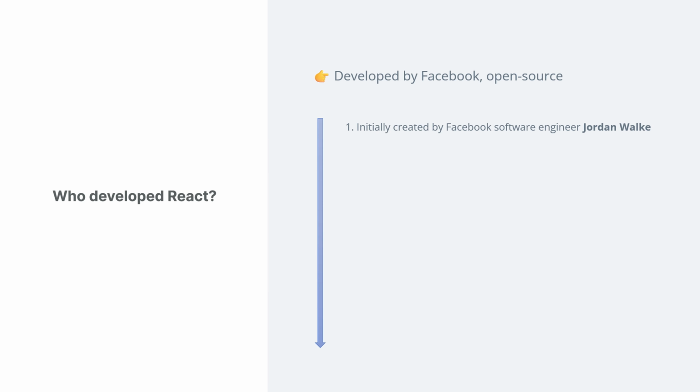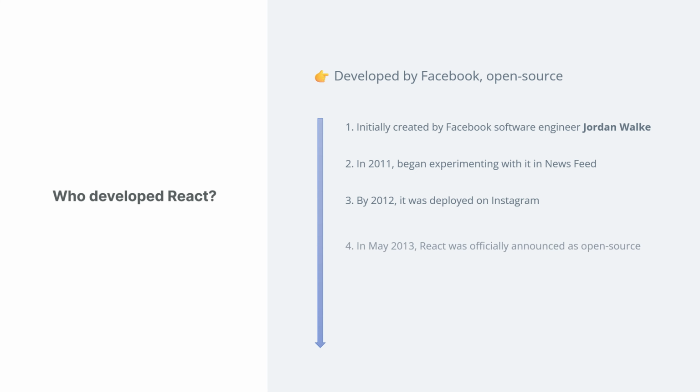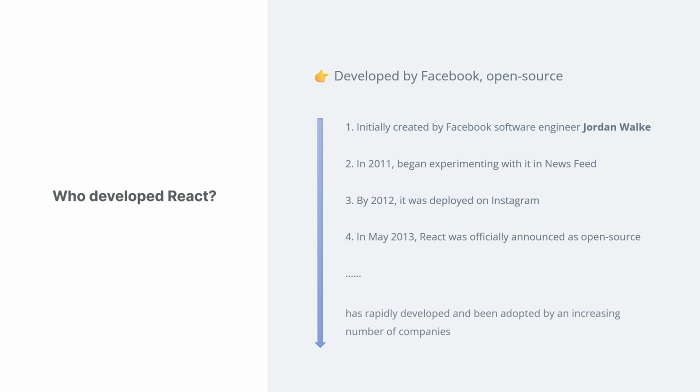In 2011, Facebook saw potential in it and began experimenting with it in their news feed. By 2012, it was deployed on Instagram. Then in May 2013, React was officially announced as open source. Since then, it has rapidly developed and been adopted by an increasing number of companies, including many well-known ones like Netflix, Airbnb, Uber, and Spotify.